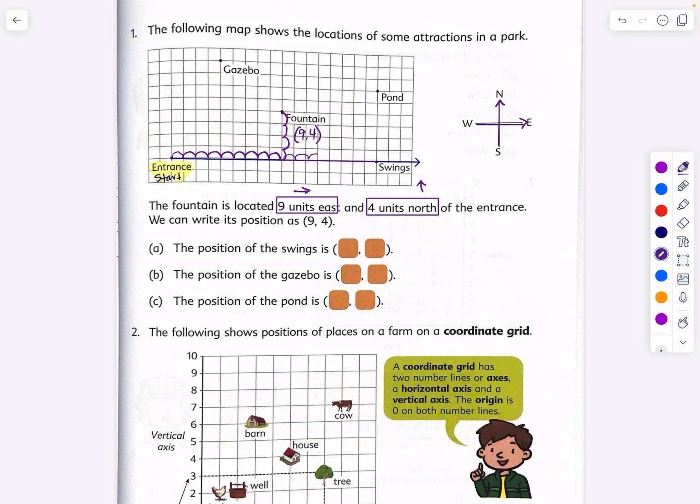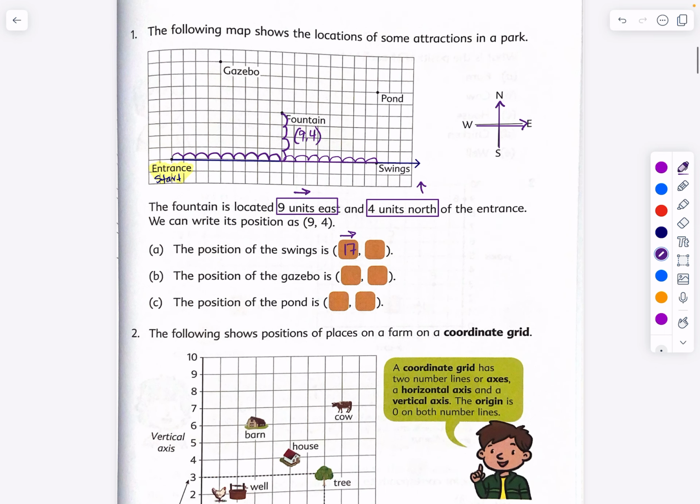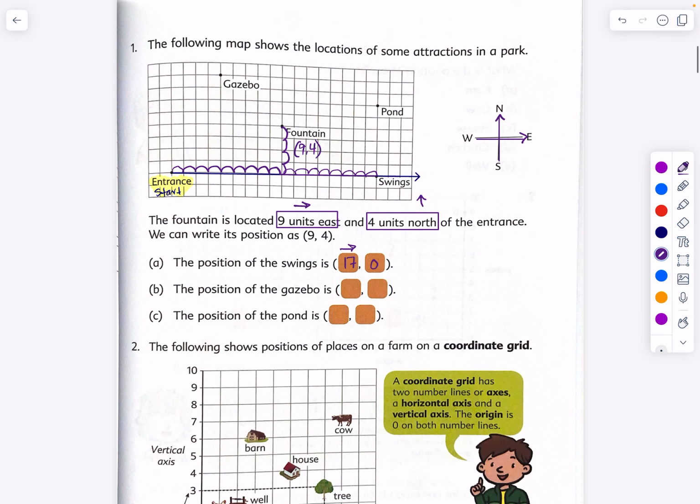1, 2, okay. So we went to 9, and then we have 10, 11, 12, 13, 14, 15, 16, 17. So the swings are 17 to the right. And do we have any steps upwards? No, we stay on that spot. So 0 steps up. Remember, we are counting from the entrance, okay?